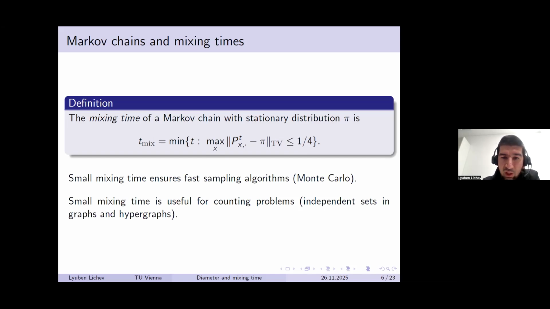So why are mixing times important? Well, I can at least talk from combinatorial point of view. There are many sampling algorithms like Monte Carlo, as I said, but there are also cases where we can count using Markov chains which mix fast. So for example, there was a relatively recent work on counting independent sets in graphs and hypergraphs using a similar idea.